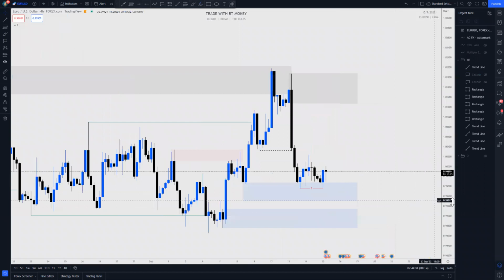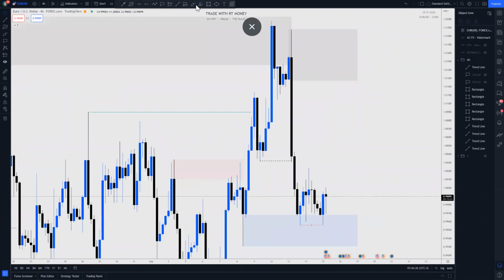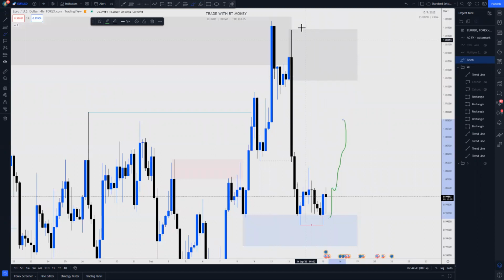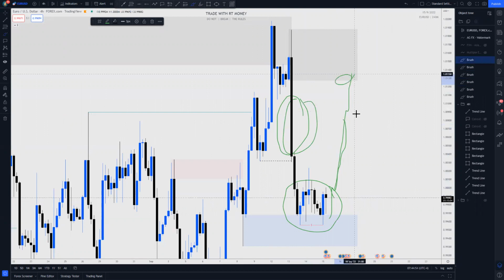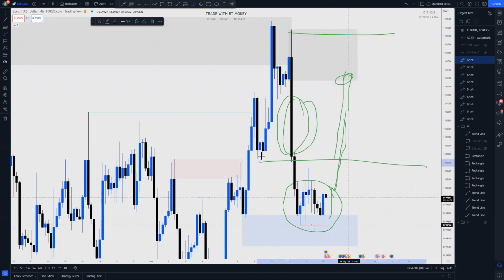And price could see the pullback into this supply. Are we going to fill all this up? We don't know. But I believe that the potential is there to fill that imbalance, and we can facilitate another push into this big area of supply after a break of market structure.